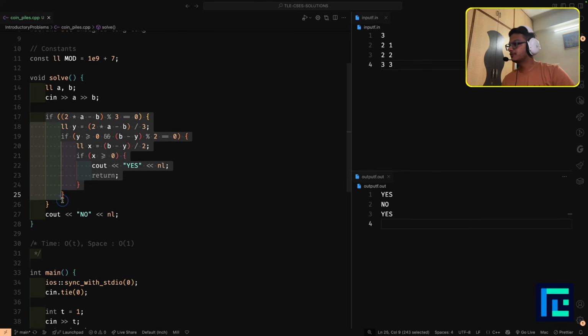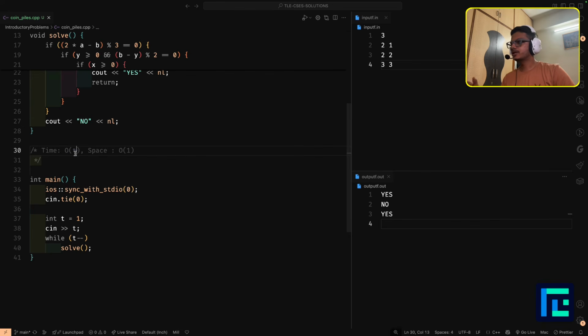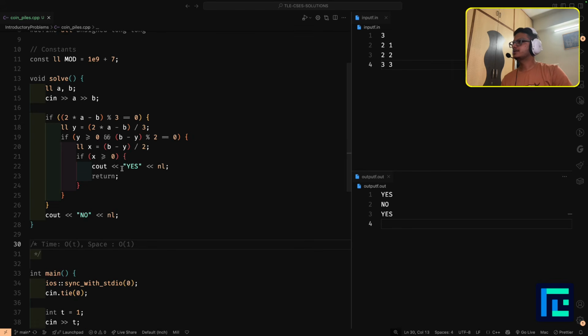Otherwise, if none of this leads you to a valid x and y, then you can just print no. Time complexity: this is just constant time if checks, so order of 1. And since we have to do an order of 1 operation for every test case, order of t will be the total time complexity, which will be 1e5, right? So yeah, that's about this question.